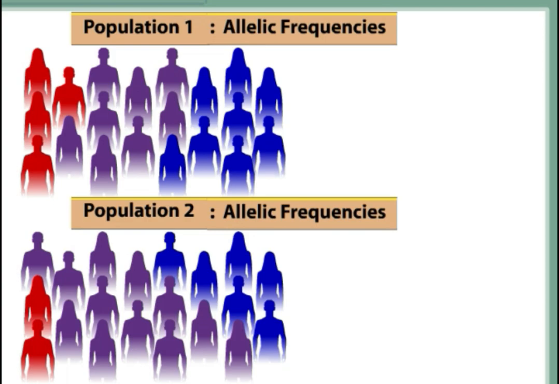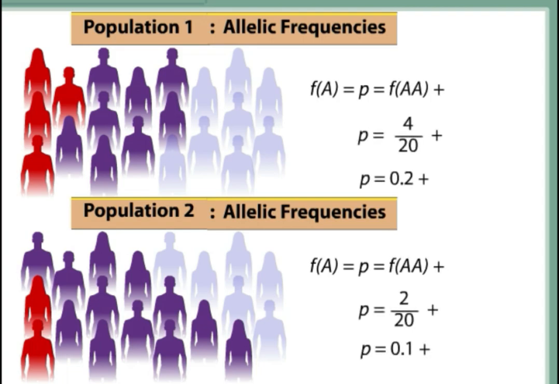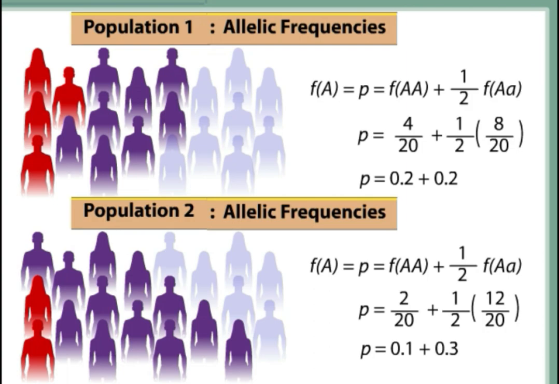The allelic frequency of big A is represented by the variable P and is obtained by adding the frequency of big A homozygotes in a population to half the frequency of heterozygotes. In both populations, P is equal to 0.4.